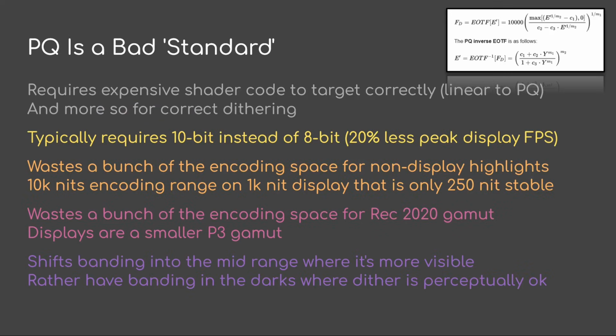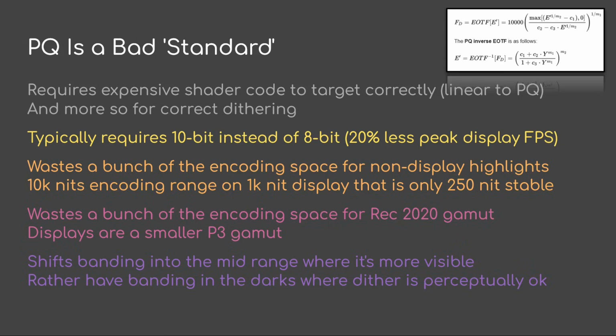Another thing we should address is that PQ is actually a horrible standard. First off, it requires expensive shader code to target correctly. If you're going to do the linear to PQ transform, it's expensive to do it properly. So one reason you do the linear to PQ transform is if you actually want to do correct dithering. I really talked about that in my VDR talk, so I'm not going to repeat it too much.